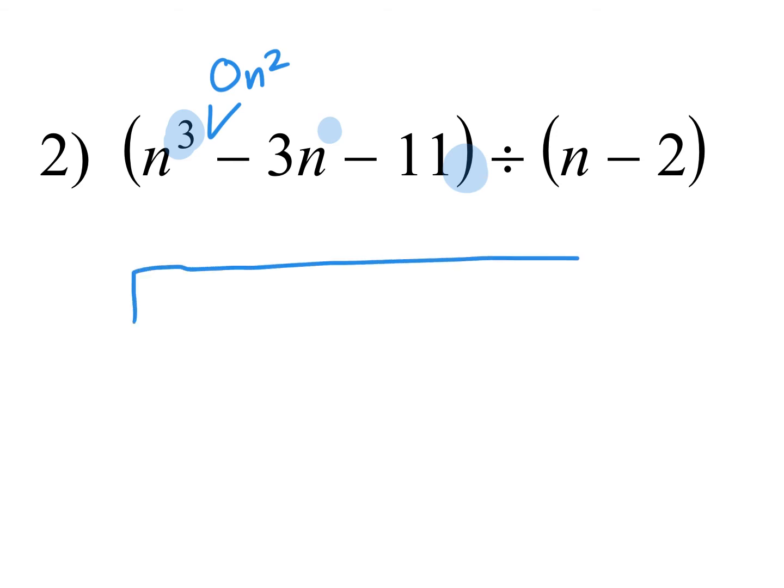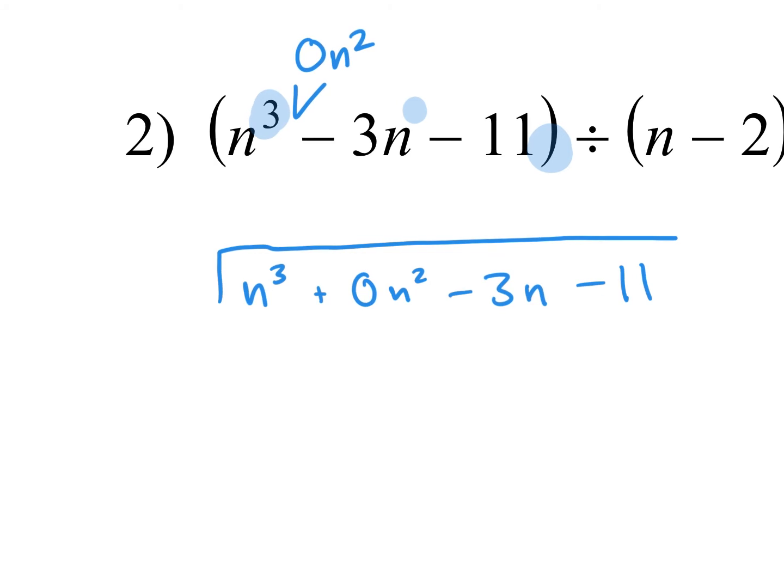So the first one, say we have to divide using long division. So the whole first equation goes inside the box, n to the third power plus 0n squared minus 3n minus 11. What goes outside? n minus 2. So we start by dividing. When we divide, we just take away an n. So if I have n to the third power, if I take away an n, what am I left with? n squared, so that goes on top.